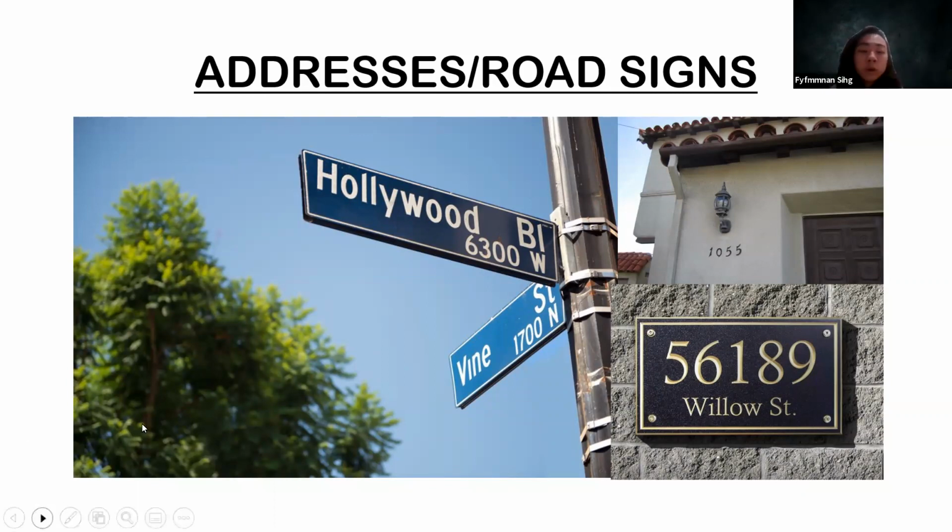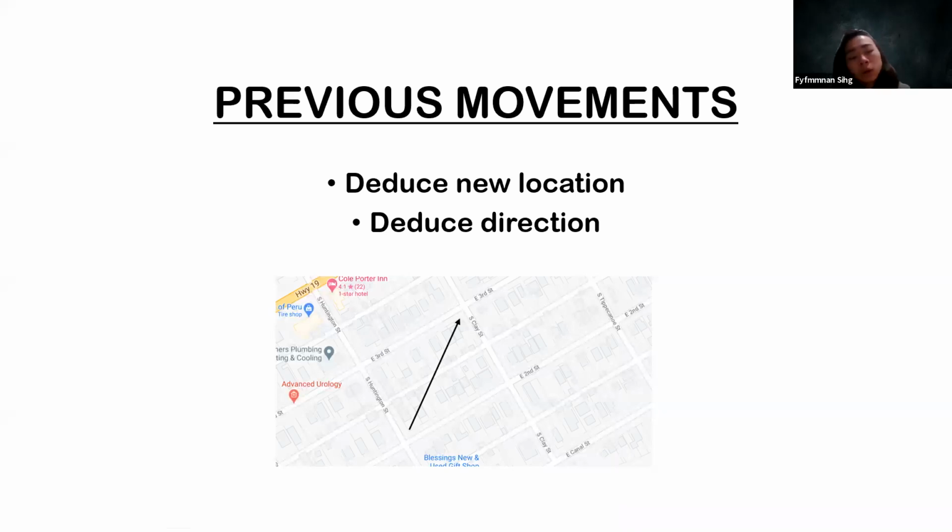We can also use our previous movements to understand where we are. If you have an idea of the street layout and we know where we were previously, and we know the pathway we have moved on, then of course we can figure out our new location. So here's an example in our image.